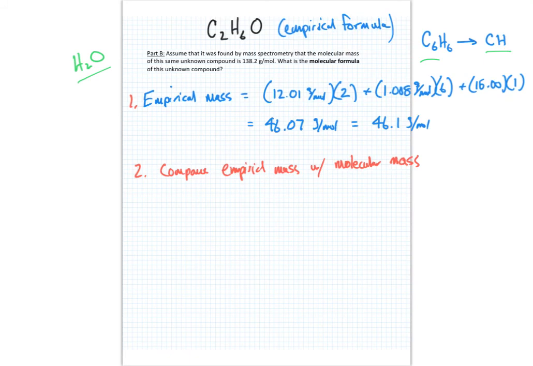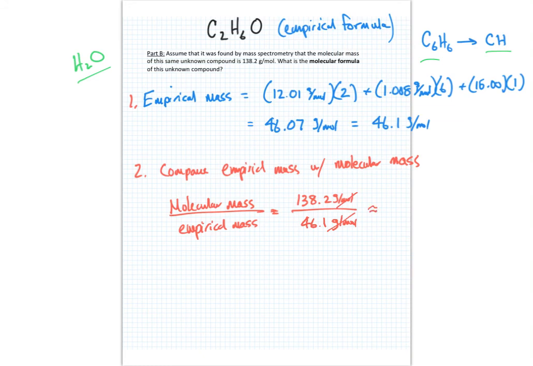So what we do then is we take the molecular mass and divide it by the empirical mass. And that should give us some whole number, which is the relationship between the molecular mass and the empirical mass. So that's going to be 138.2 grams per mole divided by 46.1 grams per mole. The units are actually going to cancel, and that's going to be approximately equal to 3. So that tells us that the molecular formula is a factor of 3 times greater than the empirical formula.